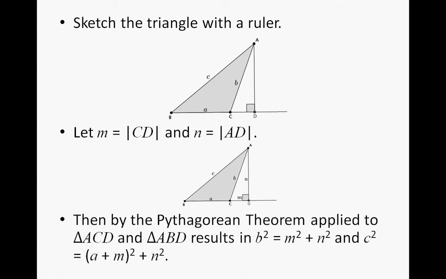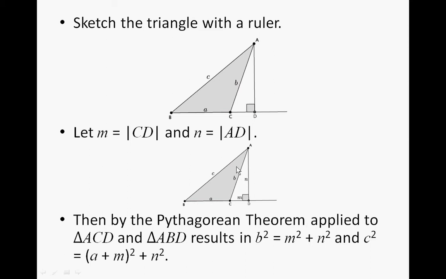So by the Pythagorean theorem applied to triangle ACD, so kind of this imaginary triangle that is not part of our original, and ABD, which is the whole entire triangle, which includes both of these triangles. Notice how this bigger triangle is a right triangle. If we combine both of these, we get b squared equals m squared plus n squared.